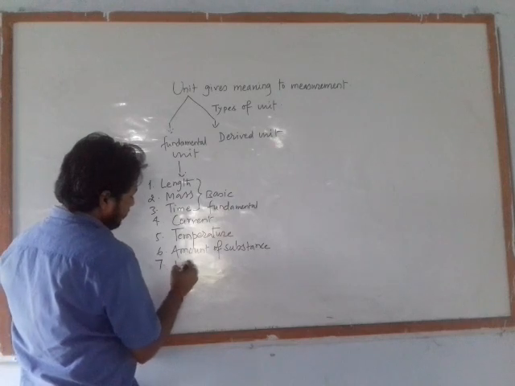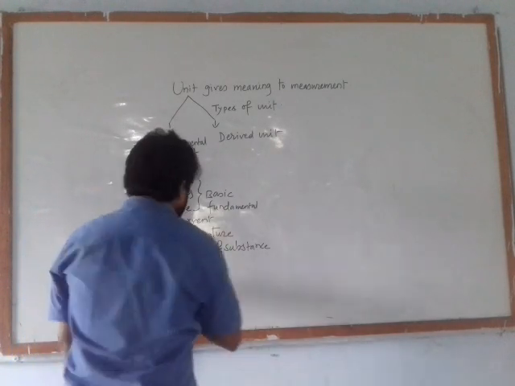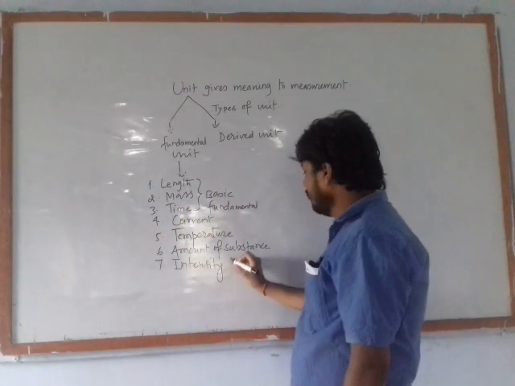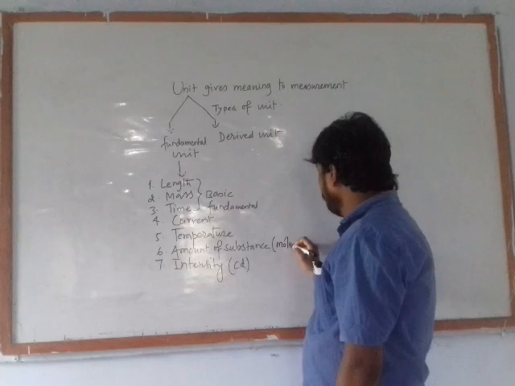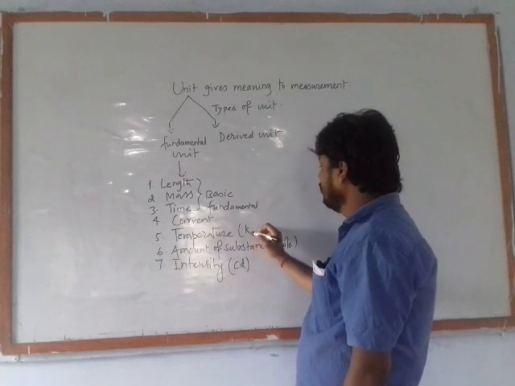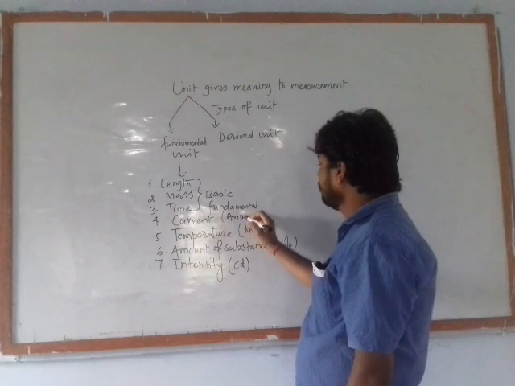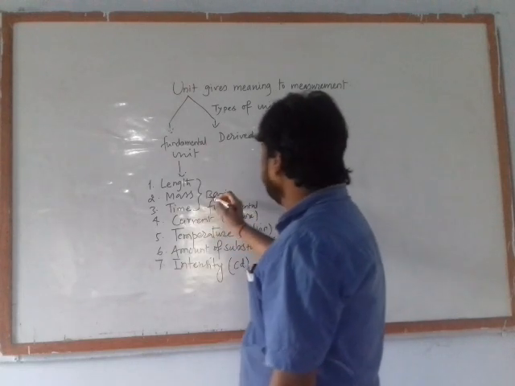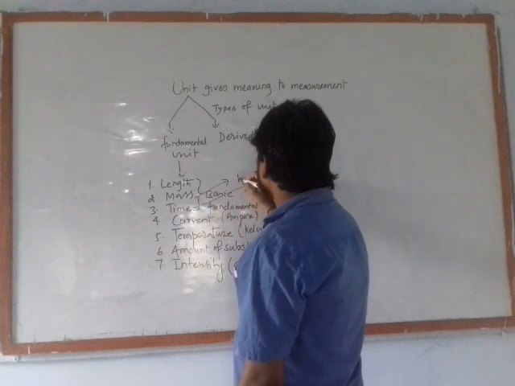And 7 is intensity of light, or just intensity. So intensity we are measuring in candela. Simply, amount of substance we are measuring in mole. Temperature in Kelvin. Current in ampere. Time we are measuring in second. Mass we are measuring in kilogram.